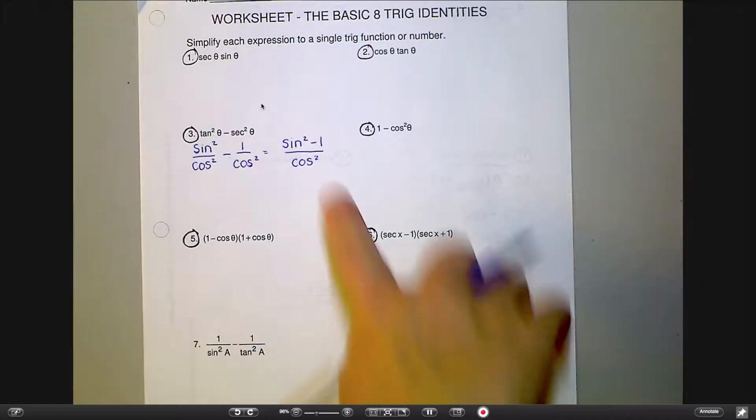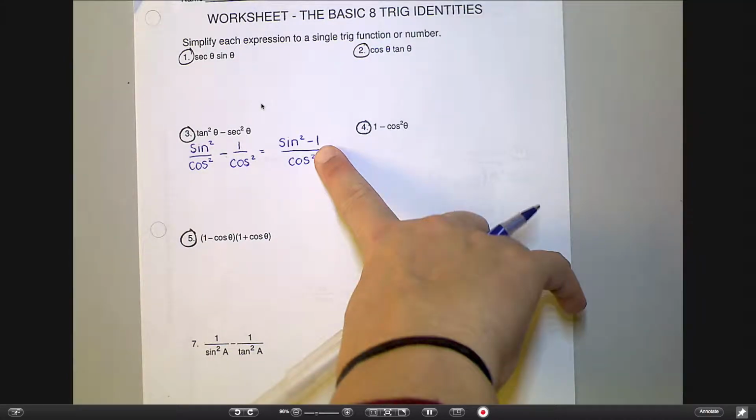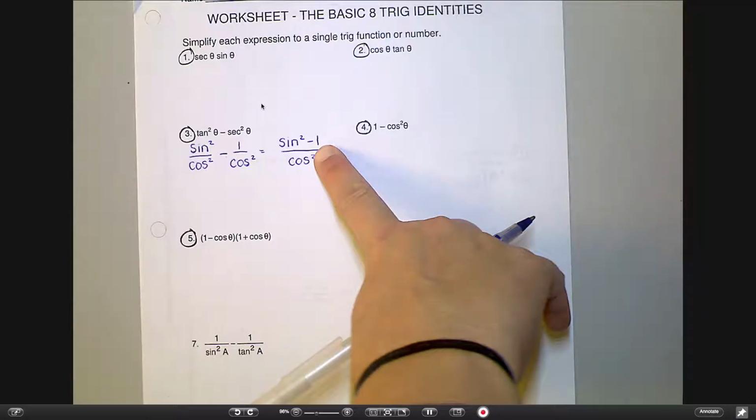Now this looks really close to something that we might like, right? If we could make that, say, 1 minus sine squared, then we could do something with it. But that's not the same thing as sine squared minus 1. We need to fix it somehow.